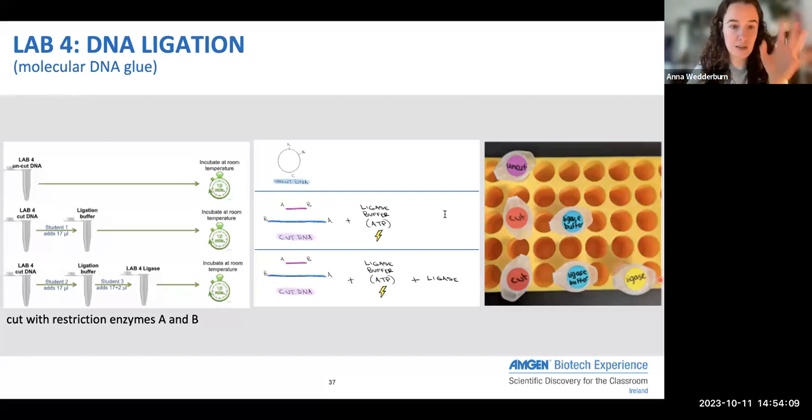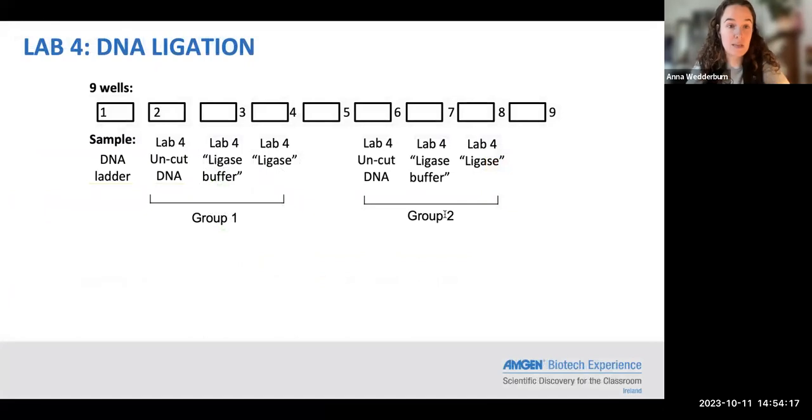Great. Okay, so you add all those things, you leave it at room temperature for 10 minutes, and that lets all the ligation happen. And then what you do is you put it in a profiling gel and do gel electrophoresis on it again. So again, we do the DNA ladder first. So that's 1 between 2. Then group 1 can do their uncut DNA, their ligase buffer, and their ligase. So that's one group. Leave a gap, and then group 2 can do their ones.